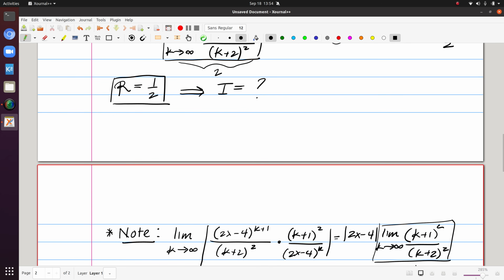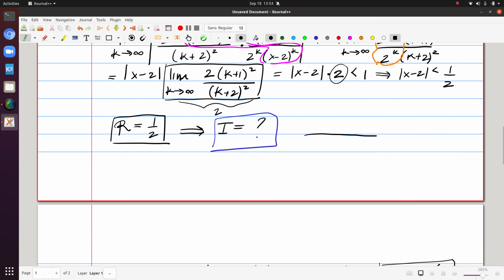So what I want to come back to is, how do we fill in the interval here? What we know at this point is that the center is 2 and the radius is 1/2. So I can move out by 1/2 on either side, to 3/2 and 5/2. And recall that what we know for sure is that this series has to converge everywhere inside of this interval, and it has to diverge everywhere outside of this interval.